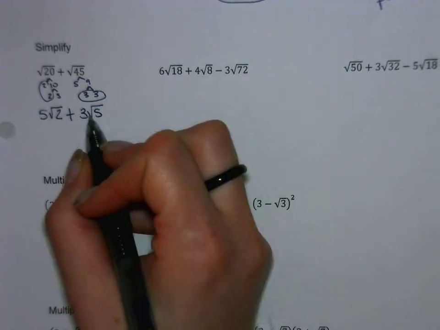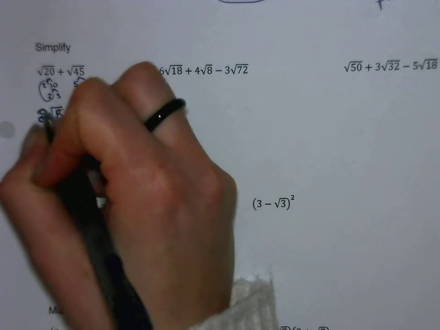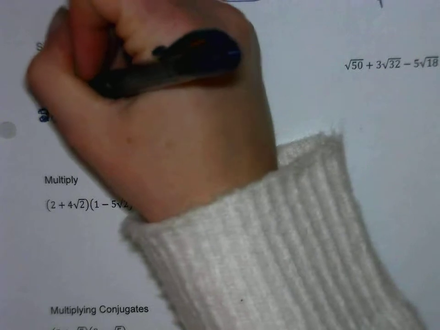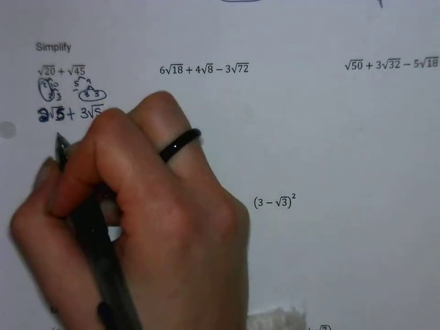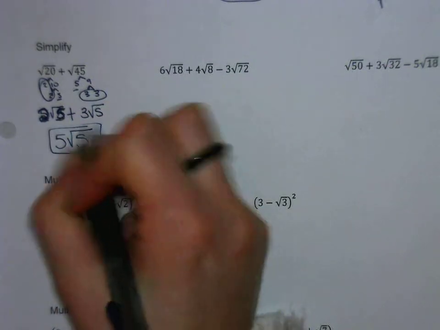My indexes are the same. My radicands, this should be a 5, 2 square roots of 5. I wrote that backwards. Pull out a 2 and I have a 5 left over. So my indexes are the same and my radicands are the same. So 2 plus 3, so we have 5 square roots of 5.